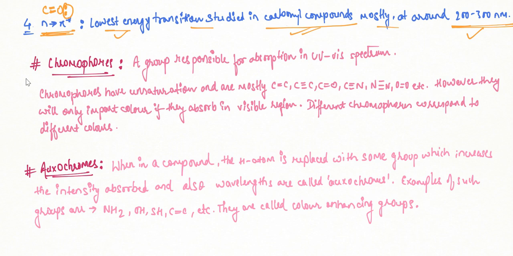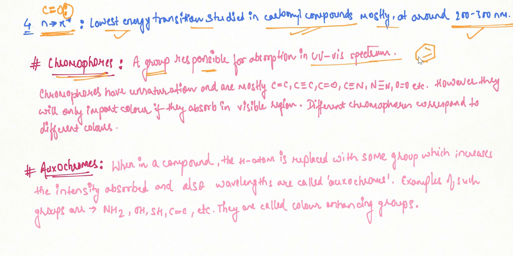Let us also get accustomed with some of the major terms used in UV visible spectroscopy, and they are the chromophores and the auxochromes. So what is a chromophore? A chromophore is a group which is absorbing, giving the main absorption spectrum. It is a group responsible for absorption in the UV visible spectrum. Let us see some examples.